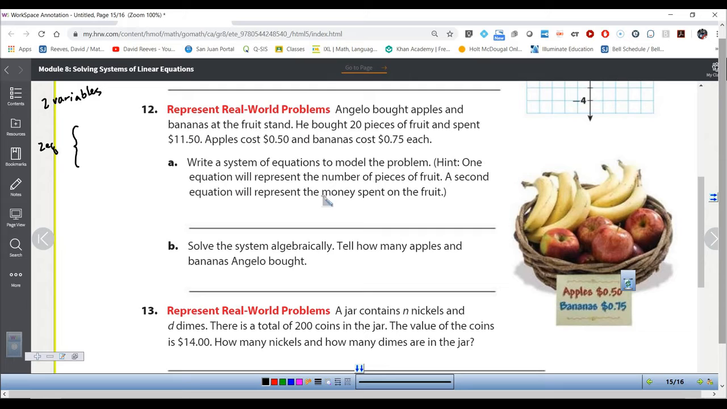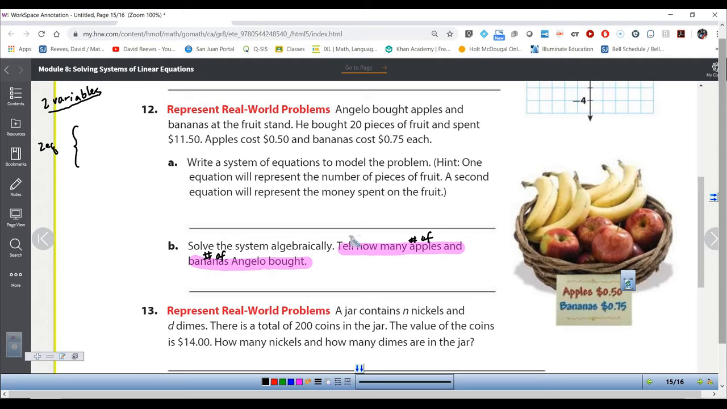So if we read this problem carefully, actually, if we skip down right here, it says, tell how many apples and bananas Angelo bought. Usually when you're looking to figure out what your variables are, a good place to go is to the end of the problem. Kind of weird. You start by going to the end. So we're going to have two variables, and it's going to be how many apples, or the number of apples, and the number of bananas.